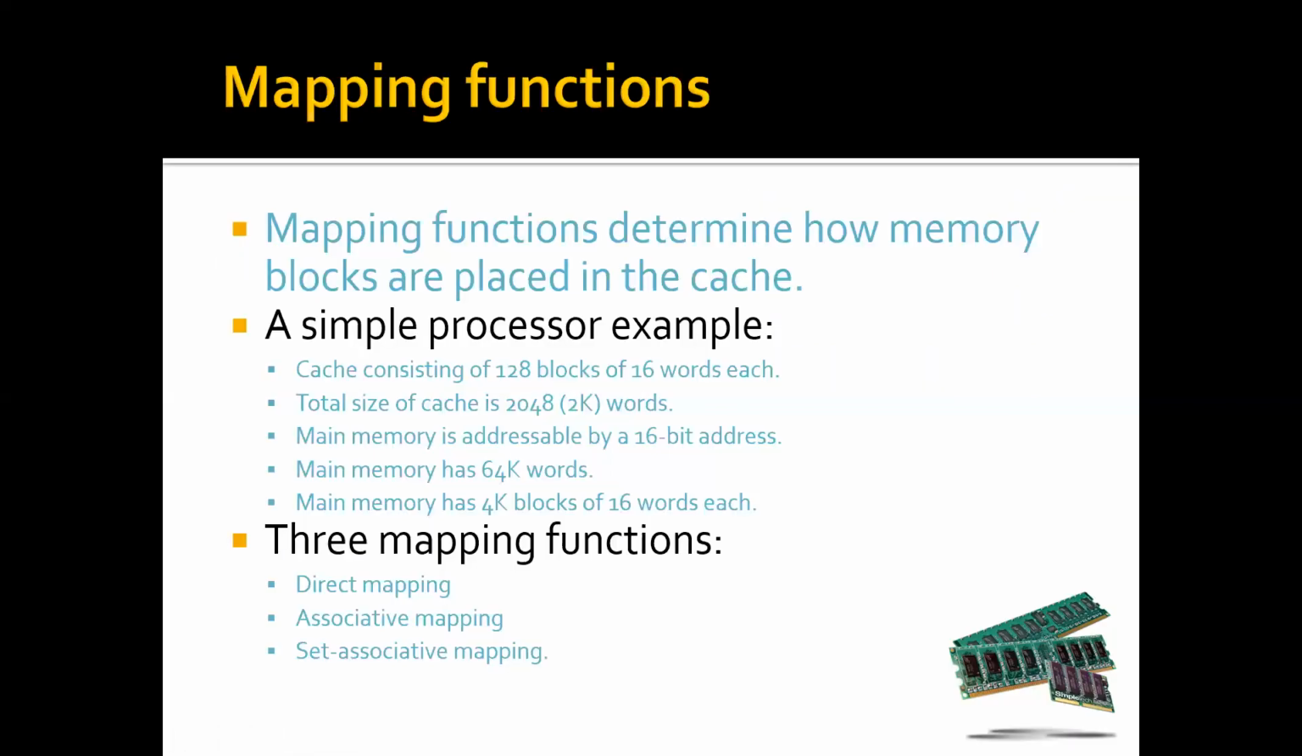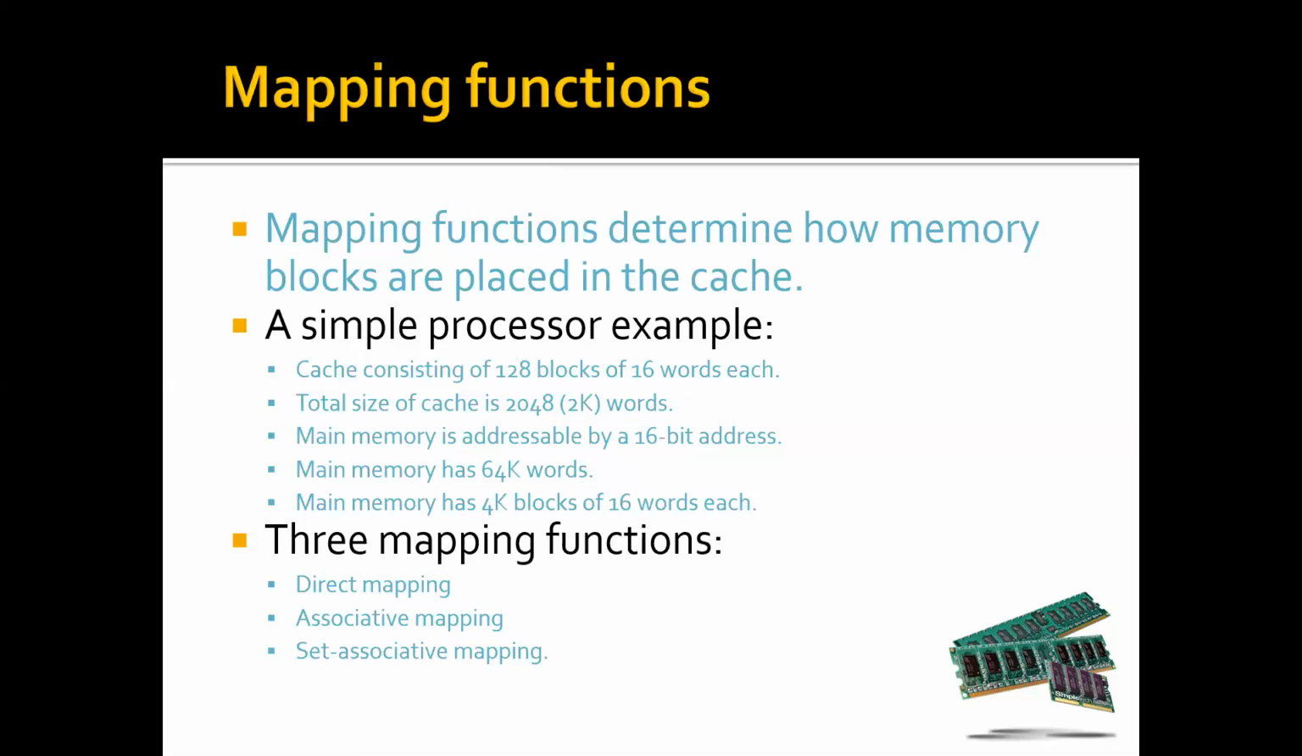The size of the block in cache memory is equal to the size of the block in main memory. So what is the size of block in cache memory? It's 16 words. So main memory blocks also have 16 words. So how many blocks will be there? Total 64K words. Each block has 16 words. So 64K divided by 16. So 2 to the power 16 divided by 2 to the power 4 gives you 2 to the power 12. So 2 to the power 12 is nothing but 4K blocks.